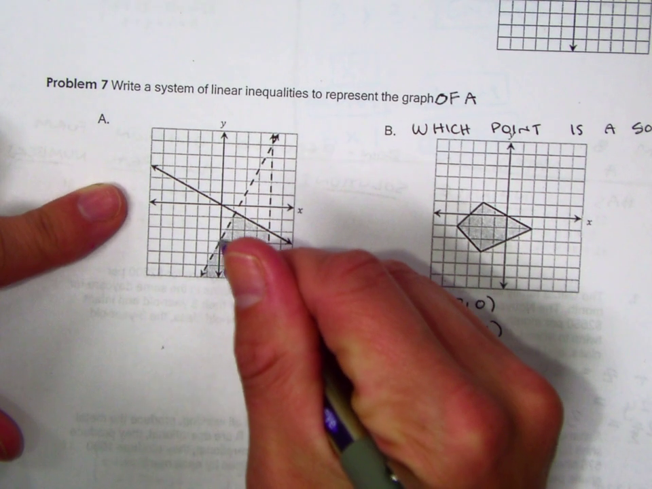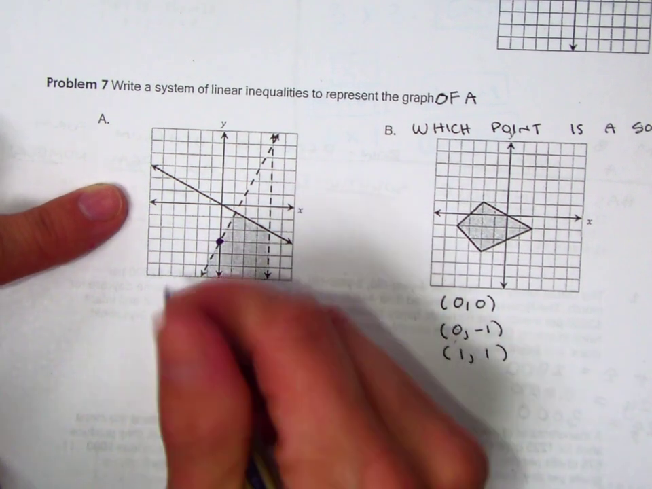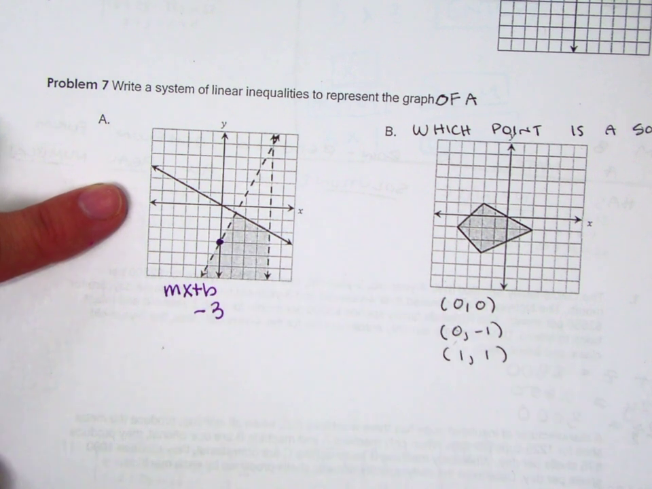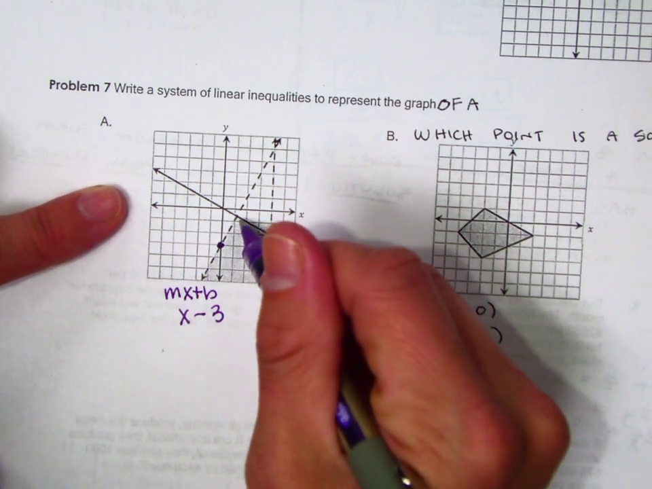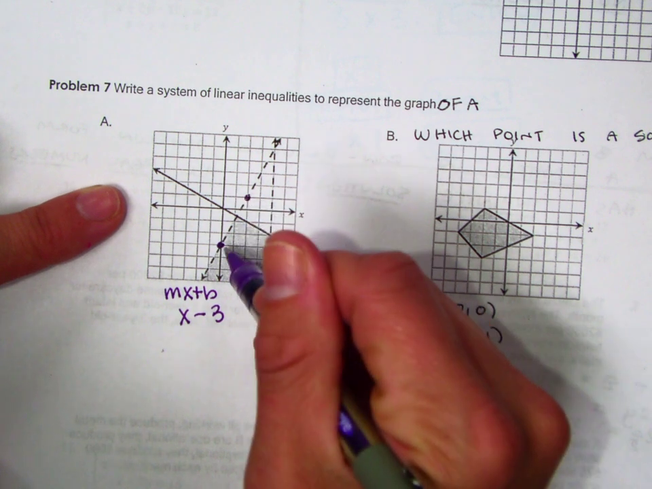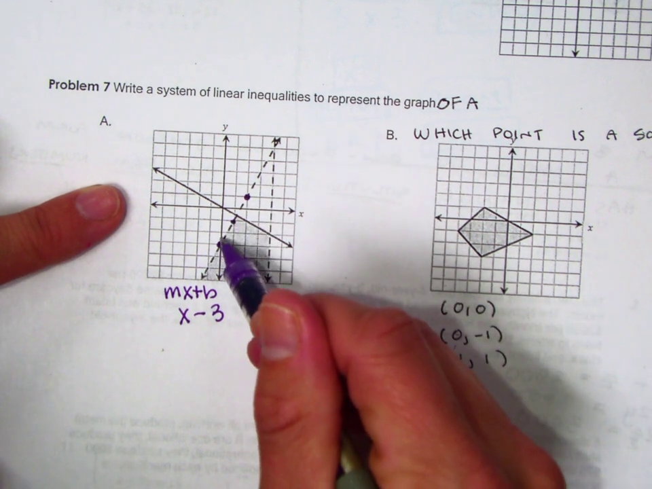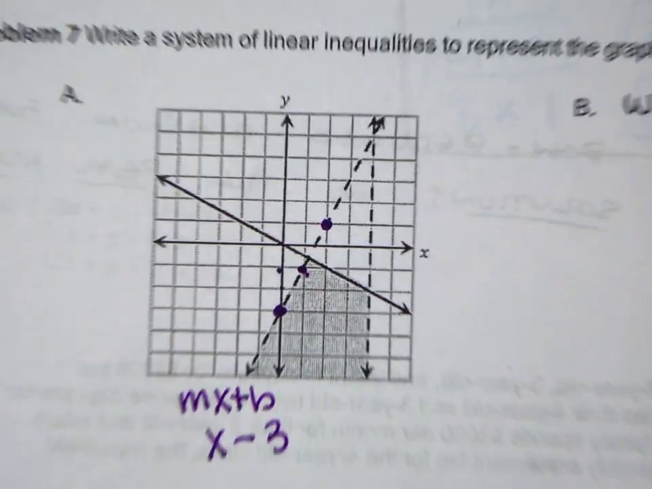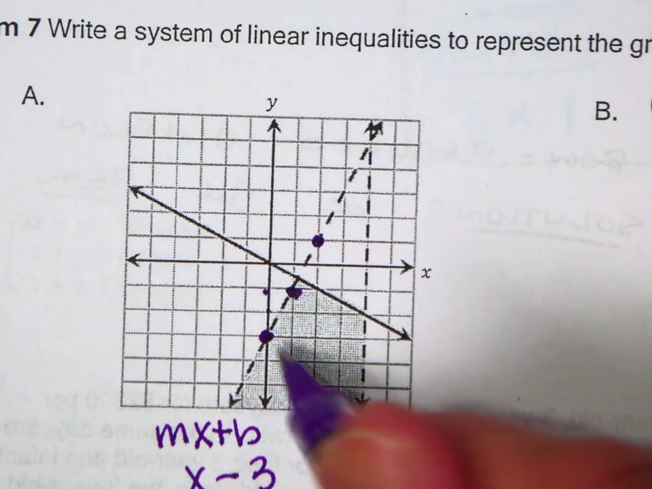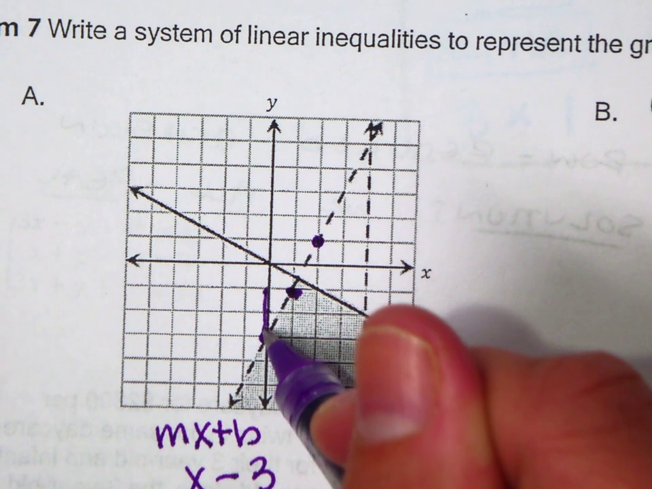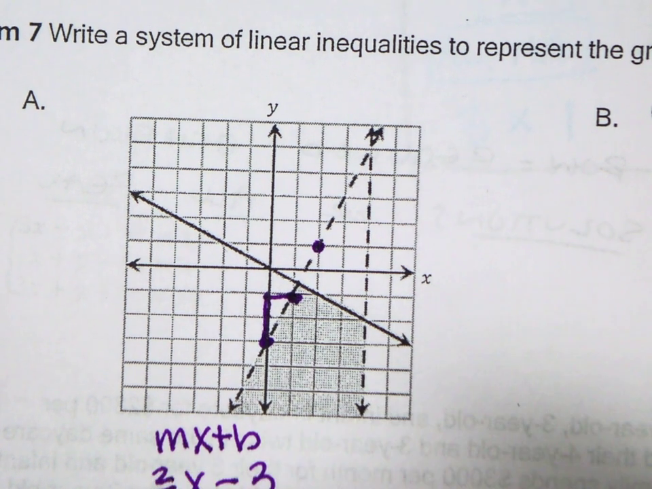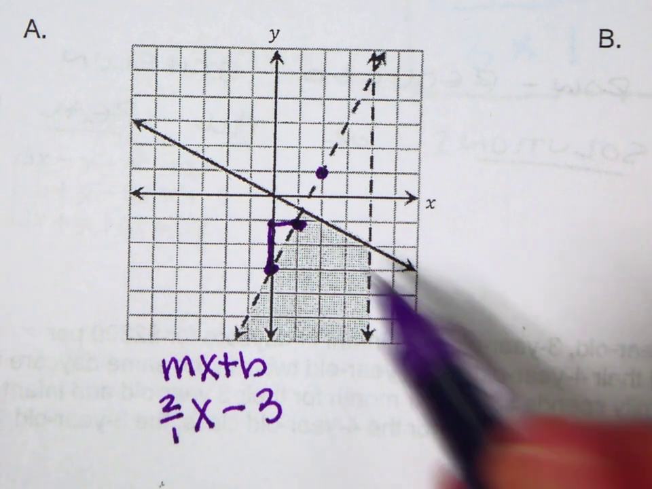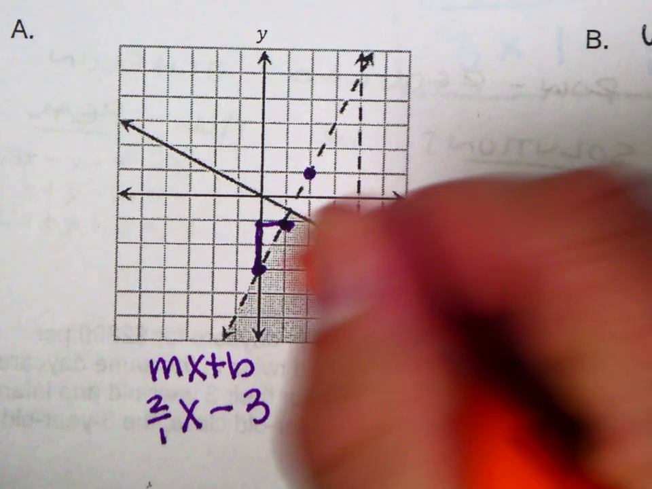But this guy here has a y-intercept at -3, so your B value is going to be -3. My rise and run, I'm rising 2, running 1. Zoom in. All right, so from this point to this point, I'm rising 2, running 1. So my slope is 2 over 1. And my shaded area is below my line.